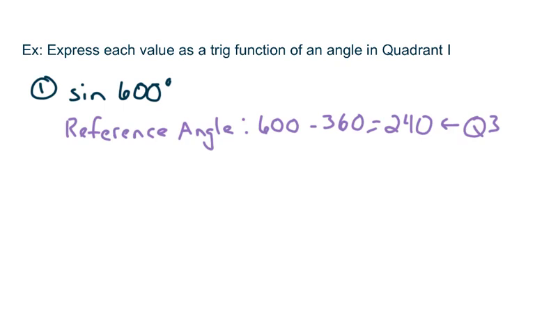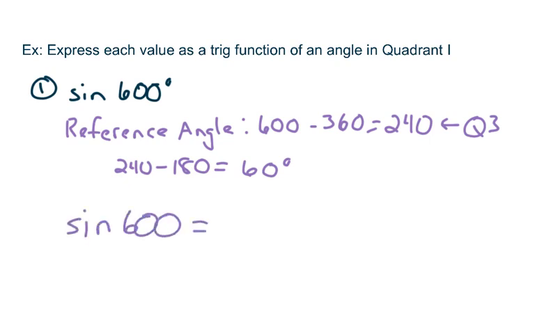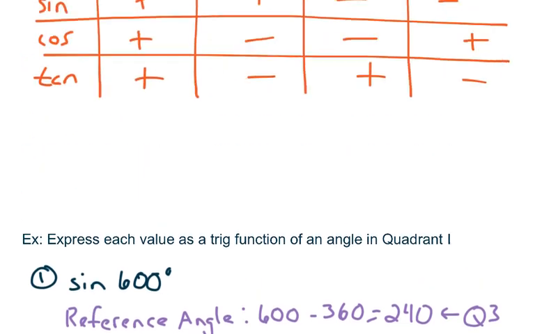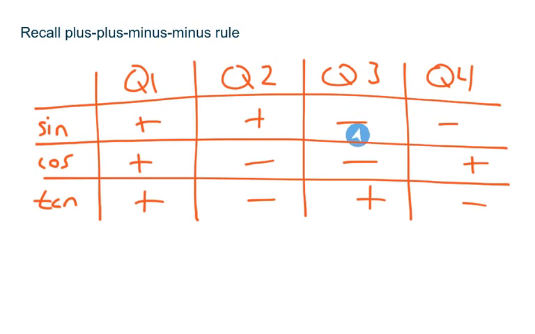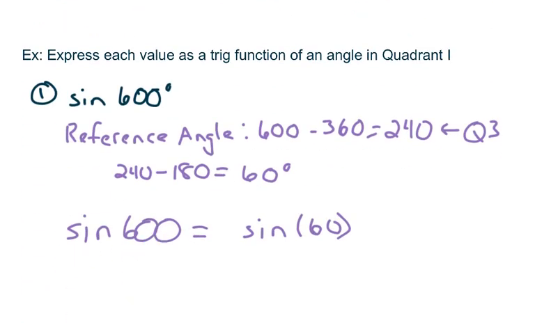Then to find its reference angle, we take 240 minus 180, and that gives us 60 degrees. So we can say that the sine of 600 is equal to the sine of 60. Now the question is, is this going to be positive or negative? We're talking sine, and we are in quadrant 3. So sine in quadrant 3 is negative. So the sine of 600 is equal to the negative sine of 60.